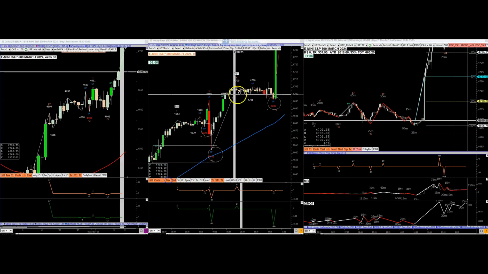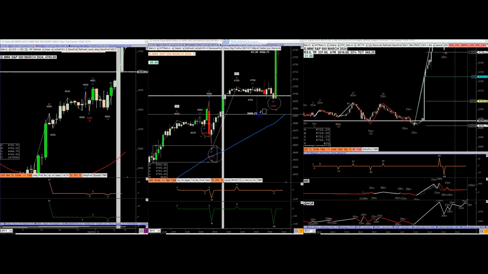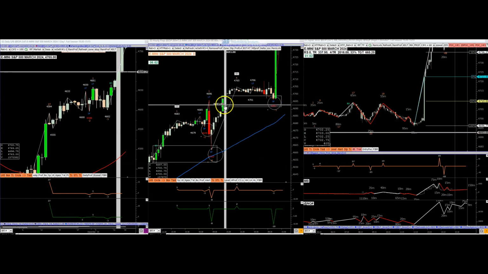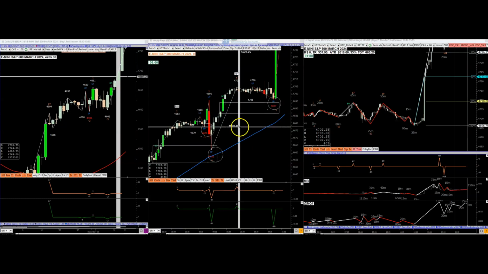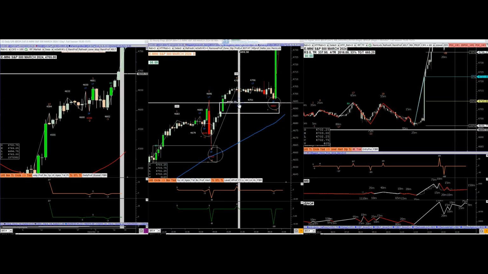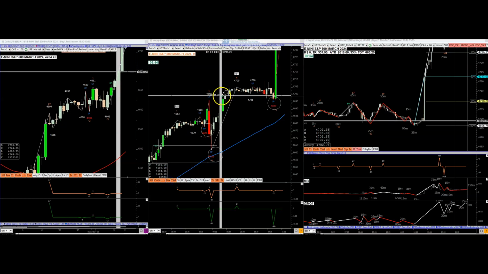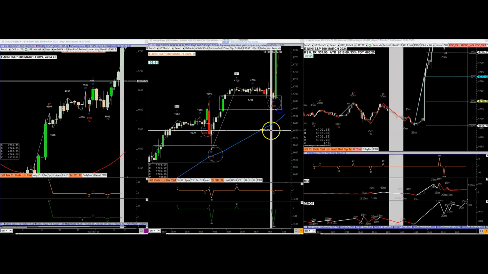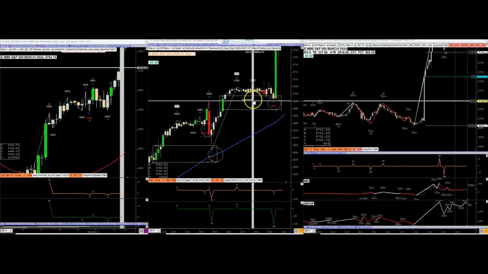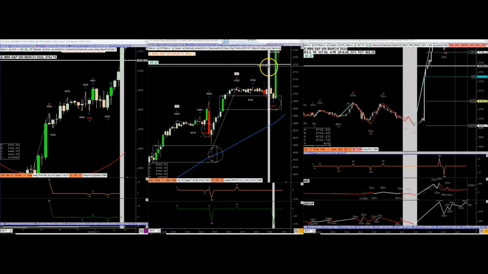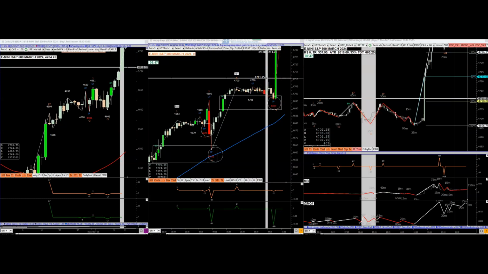Where is the box? There. You see, the breakout gets tapped, retapped, and then goes. But executing this the right way, perfectly, is not easy. It's not easy.